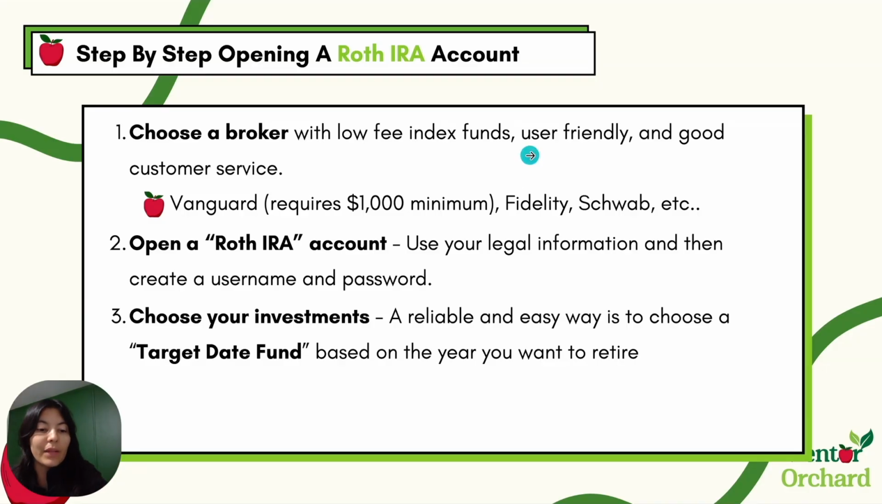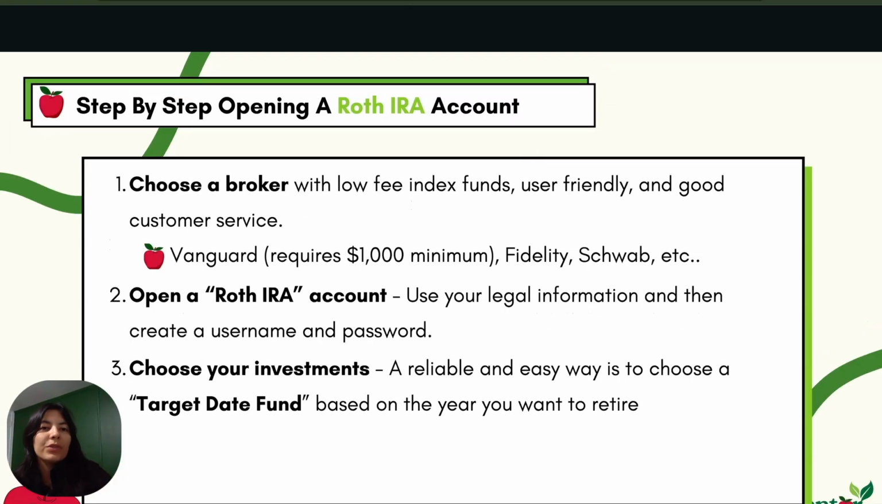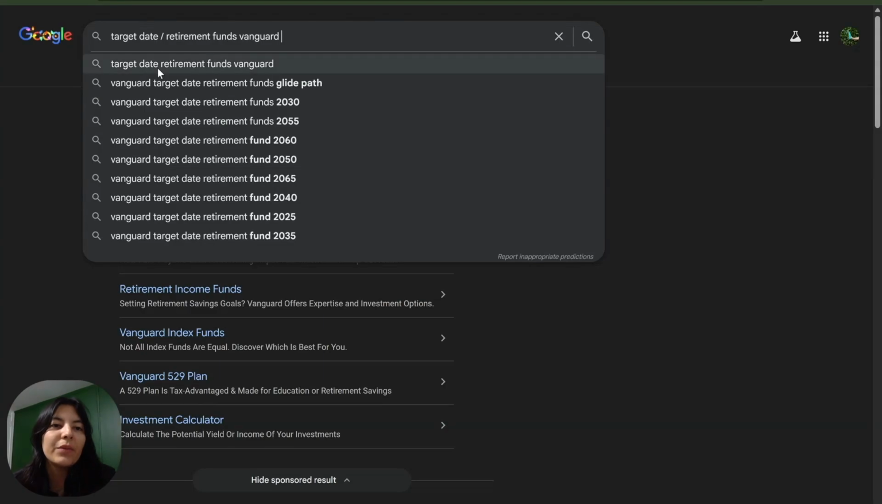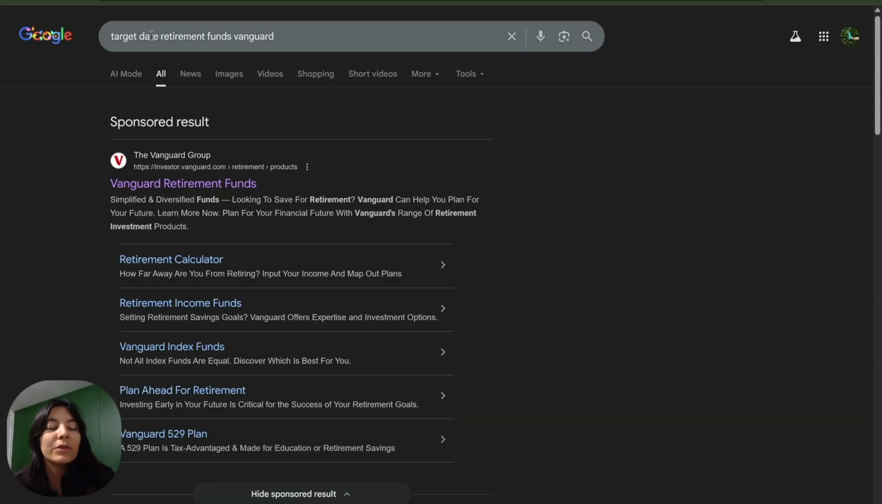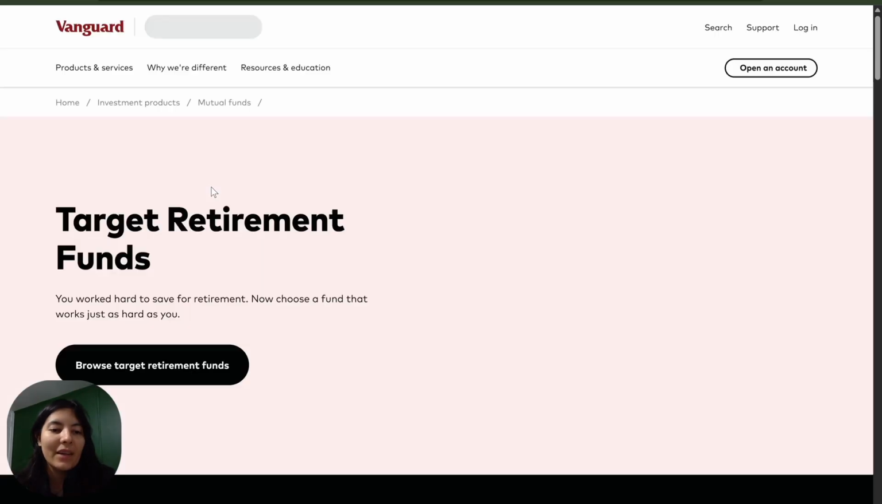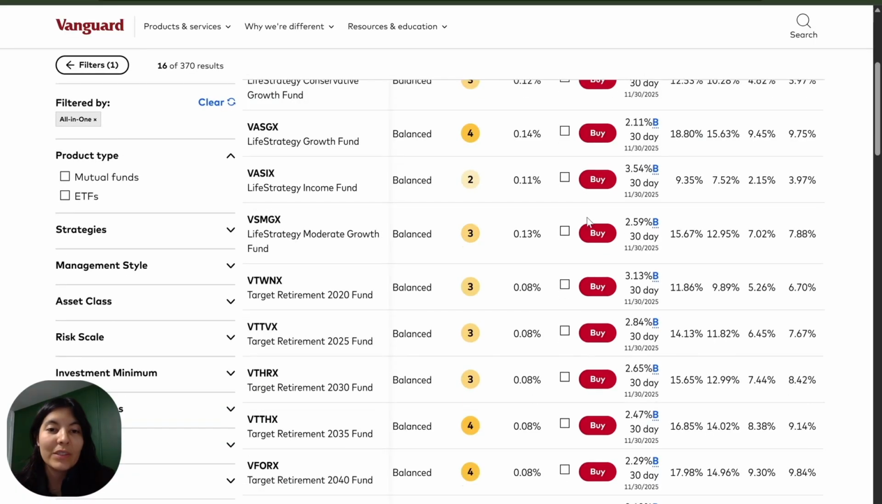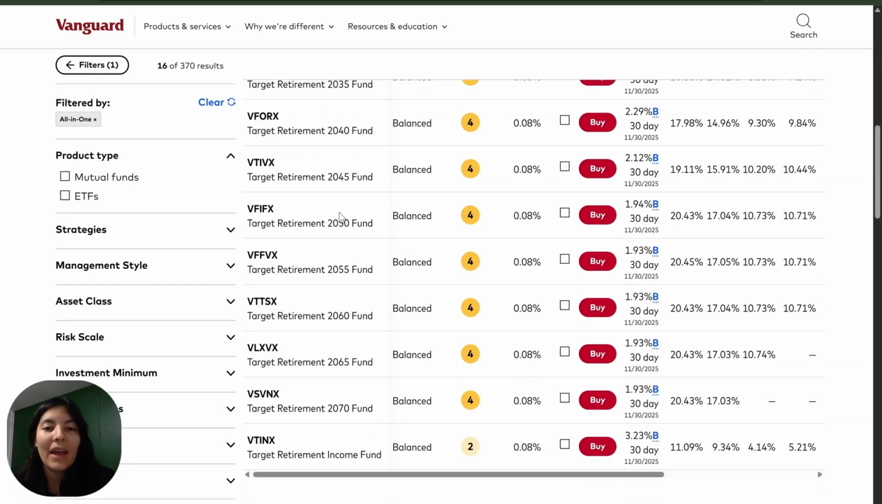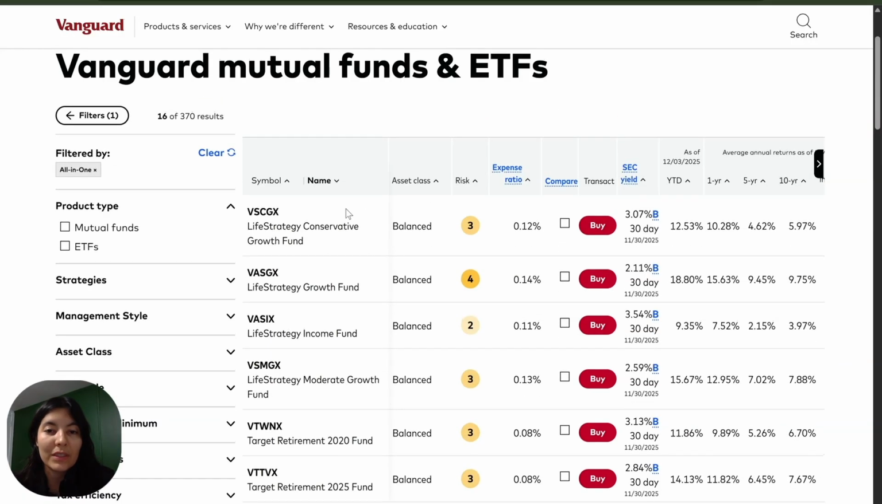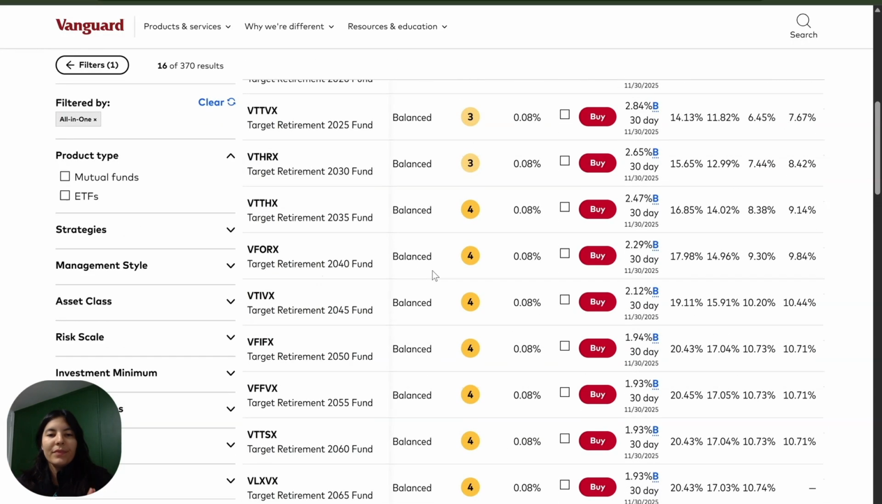So like I said, each platform has their own, and you can search for which ones are available just by typing target date fund or target retirement fund and whatever platform you've chosen. We're going to take a look at Vanguard. So we can browse the target retirement funds that they offer. So you see the dates right here, and the closer it is to that date, the more conservative that fund is, which you can also see at the risk level here. So let's say you're going to retire in 2045. So we can take a look at this one.